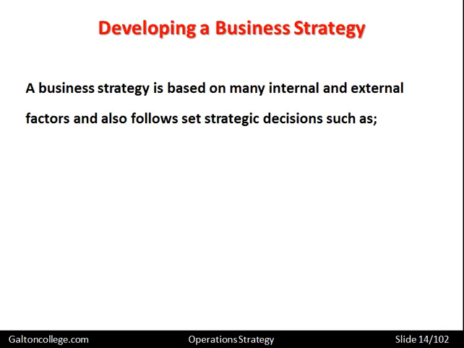Now, developing a business strategy. Well, a business strategy is based on many internal and external factors, and also follows a set of strategic decisions, such as the nature of the business. What is it that the owners of the business want to achieve? They want to achieve perhaps profitability, a good return on investment, but they also may want to promote the image of the business. They may want to provide particular products because they believe strongly in the products. There may be an ethical dimension to the business, and the owners of the business wish to promote some particular ethical stance. So what's the nature of the business? What's the mission of the business? What's it trying to achieve overall?